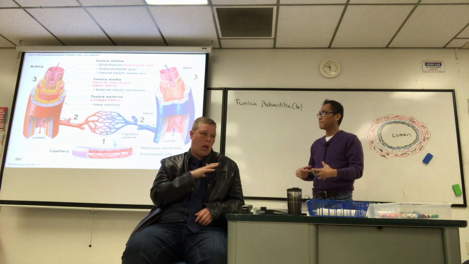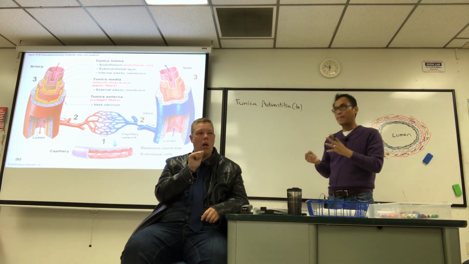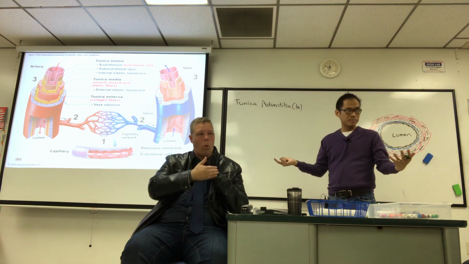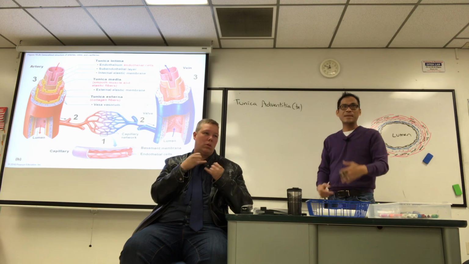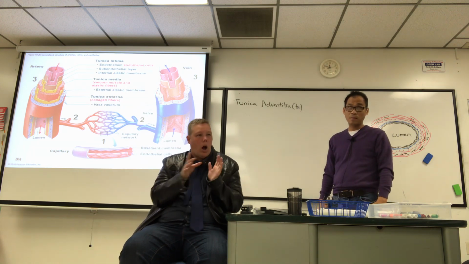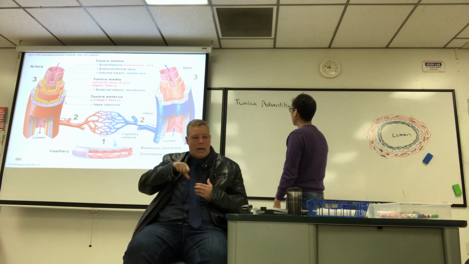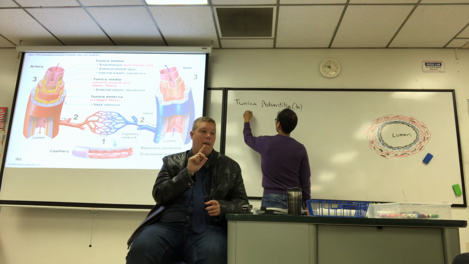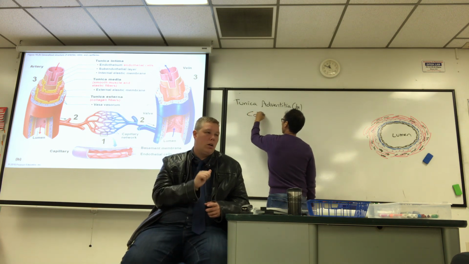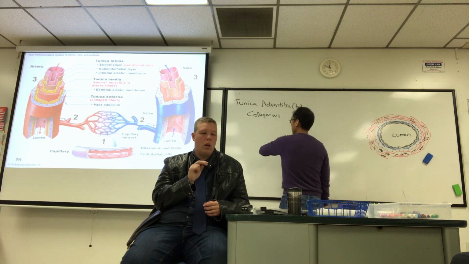It provides a tough, collagenous outer coat for the blood vessels, so that when they're in the body parts, they're not like loose computer cables. They're anchored to neighboring tissues and organs quite well. You have to dissect them apart. The tunica adventitia is primarily collagenous.